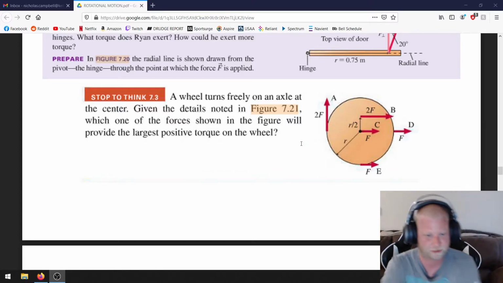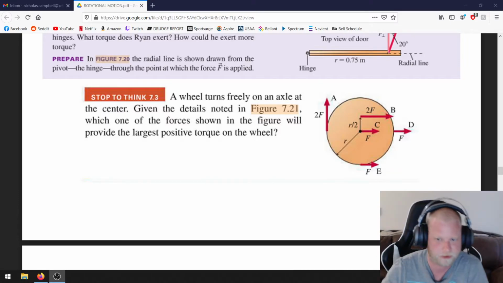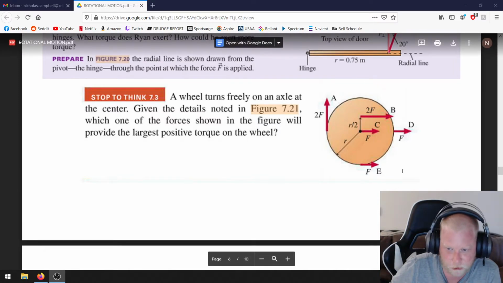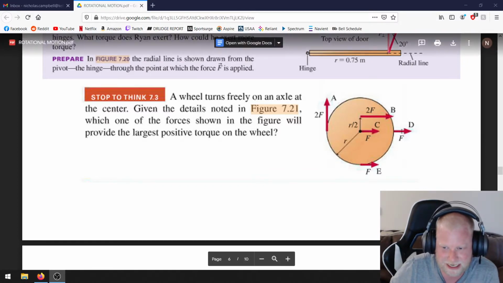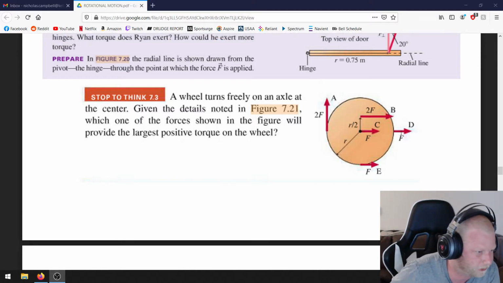Now, if the question was just what provides the largest torque in general, then A would be the answer. Right? A provides a very strong torque, but it's clockwise, so it's negative. B will also spin it clockwise, and C and D will generate no torque at all because you're basically just pulling at the wheel.